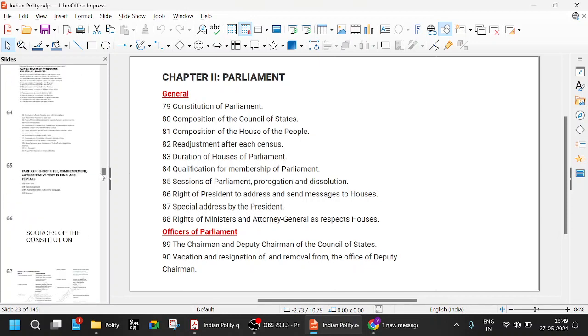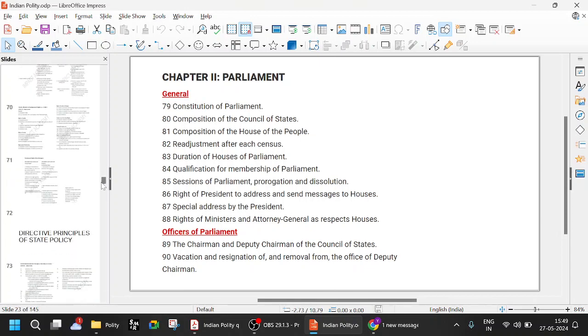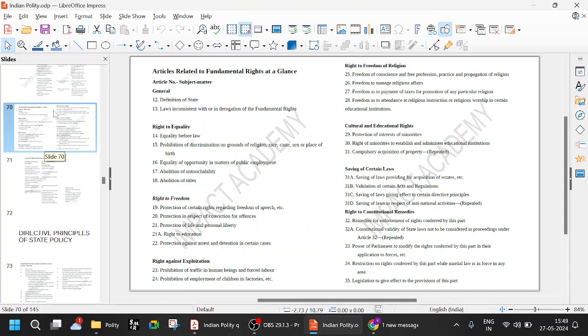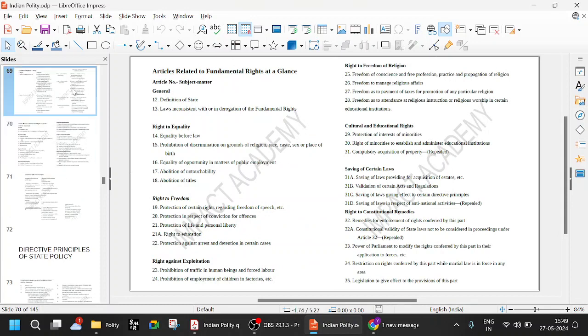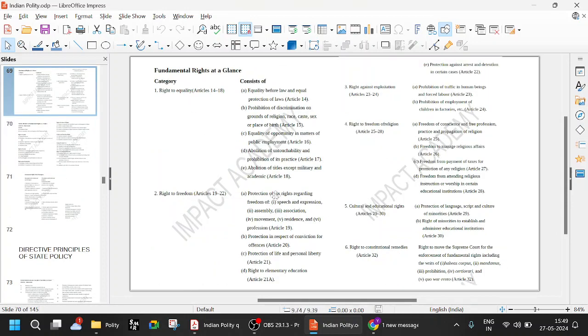So subsections also need to be remembered. If you look at Article 19, 1 is speech and expression, 2 is assembly, 3 is association, 4 is movement, and 5 is residence. And 6 is profession. Try to remember in that order.